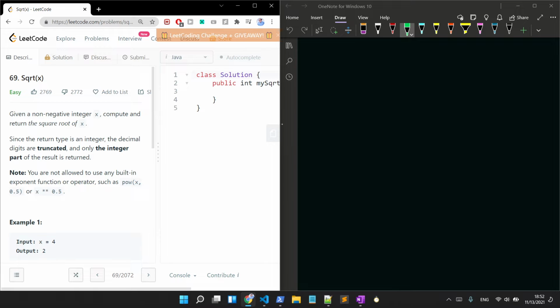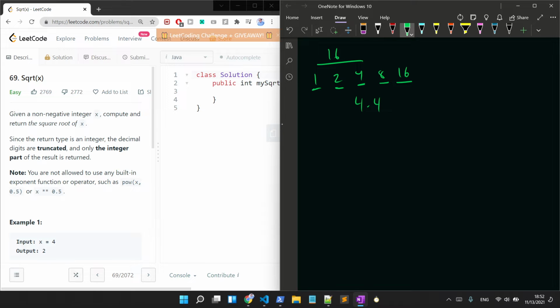So the way I did this was, I realized that given a number, let's just pick a perfect square like 16, you look at all its factors: 1, 2, 4, 8, 16. Almost all of them will have a matching factor, right? 1 times 16 equals 16. 2 times 8 equals 16. 4, though, doesn't have another number that matches it. It's just 4, right? 4 times 4 equals 16.